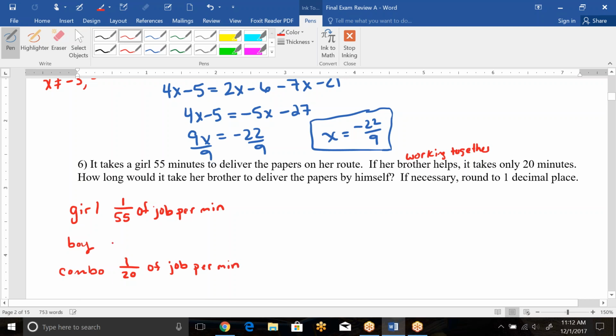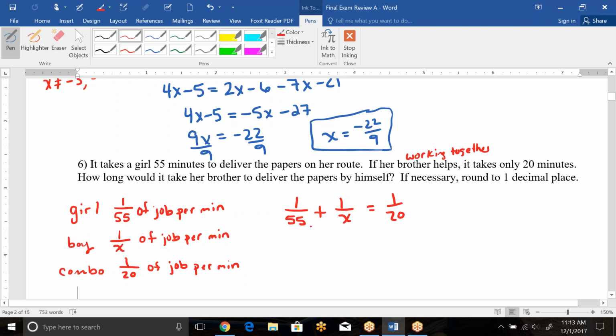We don't know how long it would take the boy to do it by himself, so we're going to call that 1 over an unknown time, which we're going to call x. Once you have your three fractions, this is how it works. It's the solo job plus the other solo job, so girl plus boy, equals the combo. The only time this is not a plus is if the two people are doing opposing jobs, like if the girl was delivering the papers and her mean little brother was coming behind her and taking them away. But since they're both doing the same job, it's an addition to make the combo.